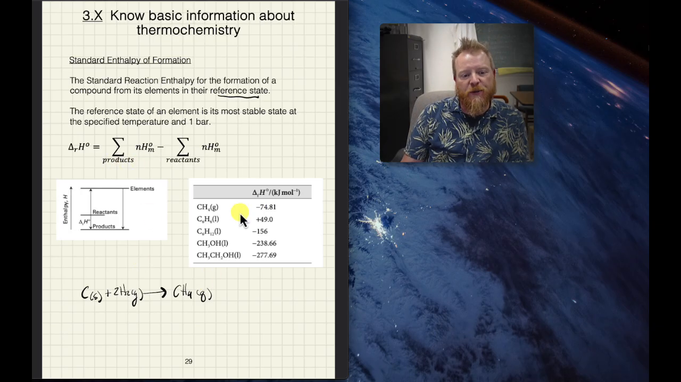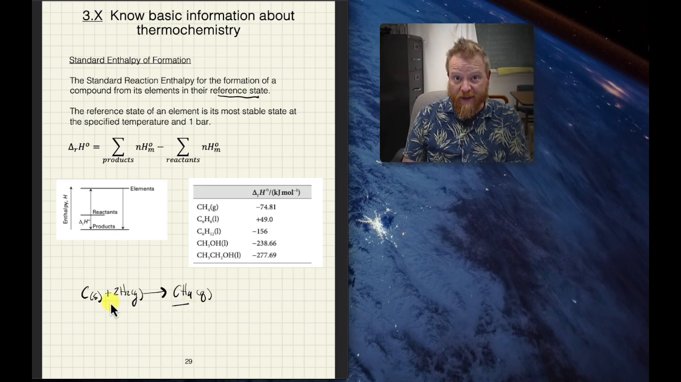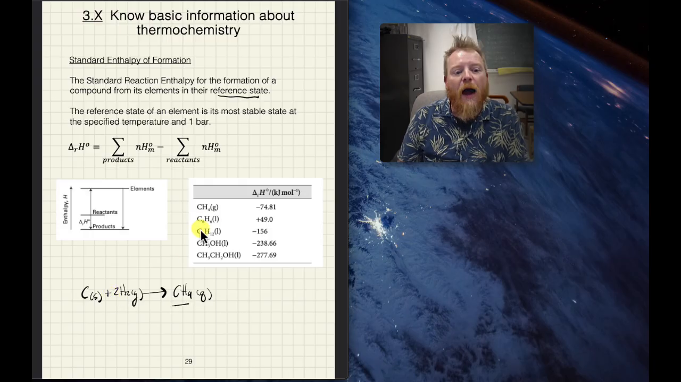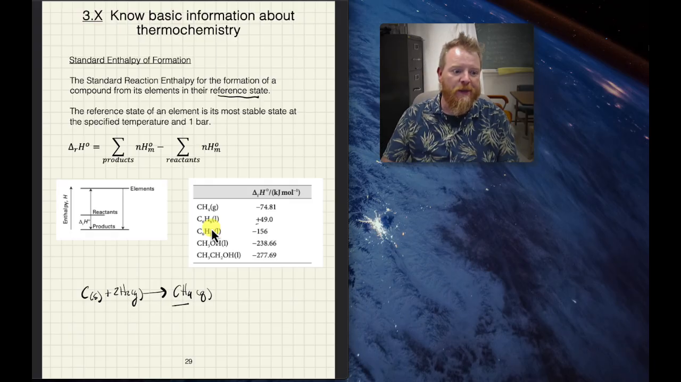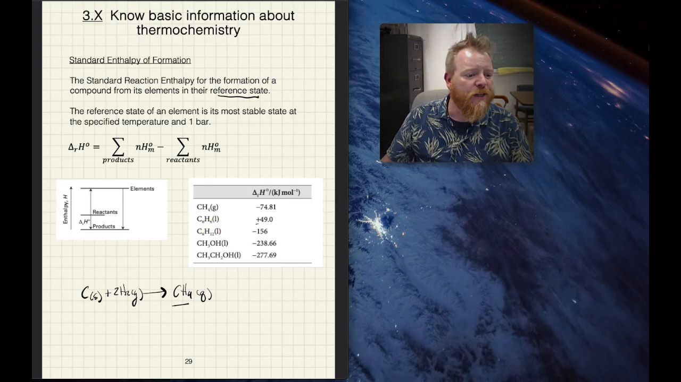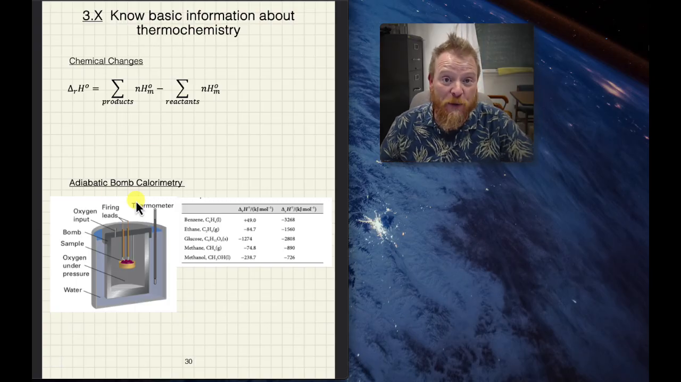So as you can see, for the formation of methane, heat is released to make methane. So methane is more stable than its elements from which it is created. But now if we look at liquid benzene, it has an endothermic enthalpy of formation. So that means the formation of benzene requires an input of energy.